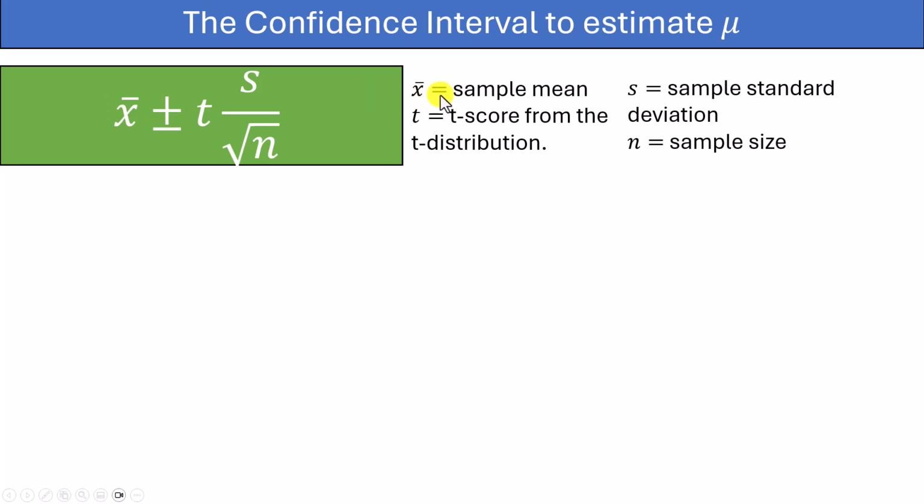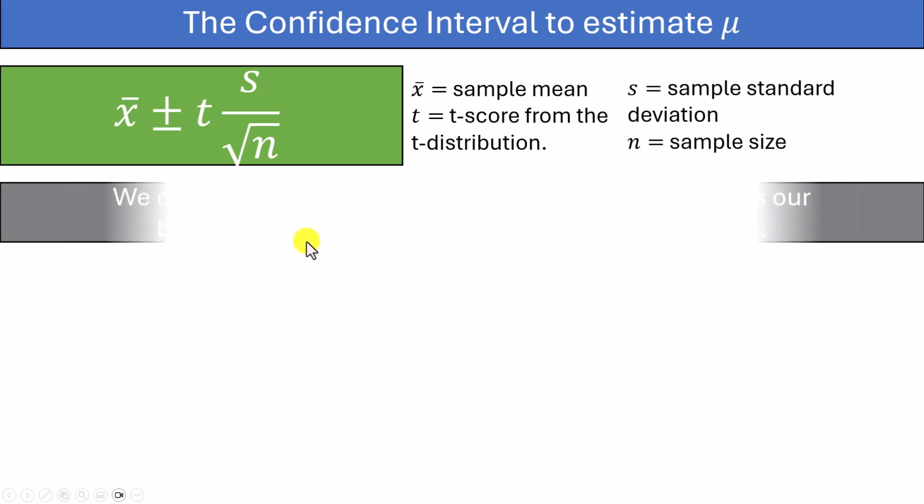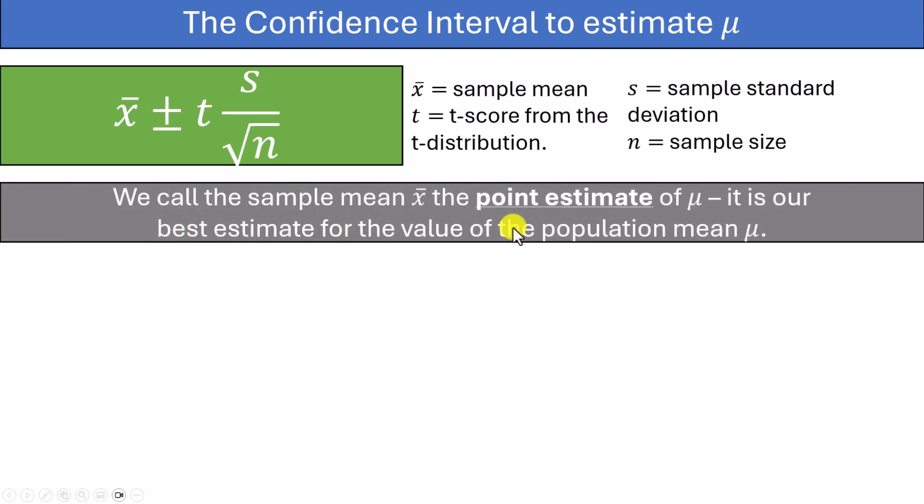X bar is the sample mean, t is something called the t-score from the t-distribution, which we will talk about shortly, s is the sample standard deviation, and n is the sample size. We call the sample mean, x bar, the point estimate for the population mean. It's our best estimate of the value of the population mean.